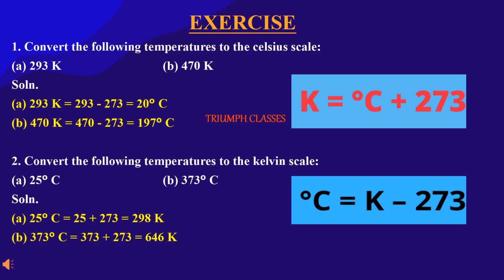Second question: convert the following temperatures to the Kelvin scale. Part A: 25 degrees Celsius. 25 plus 273 is equal to 298. Therefore 25 degrees Celsius is equal to 298 Kelvin. Part B: 373 degrees Celsius. 373 plus 273 is equal to 646. Therefore 373 degrees Celsius is equal to 646 Kelvin.